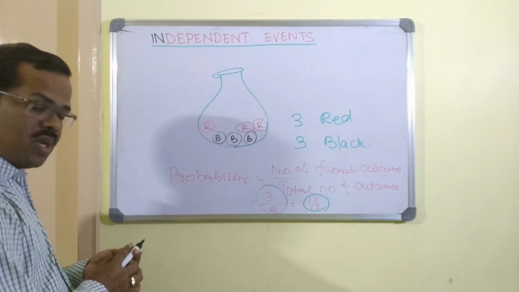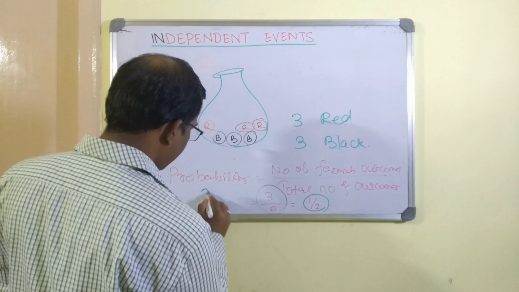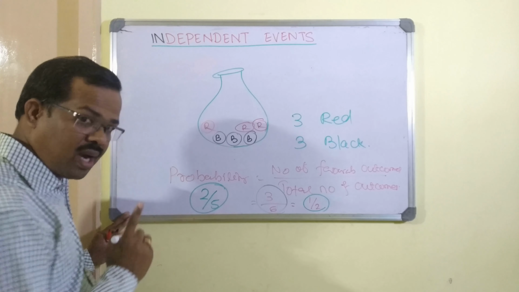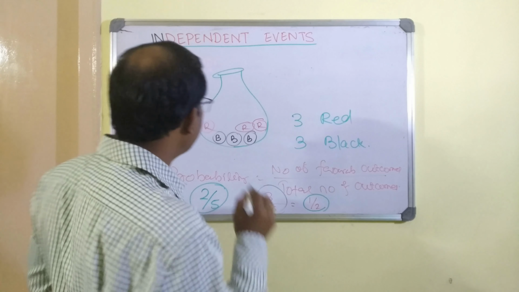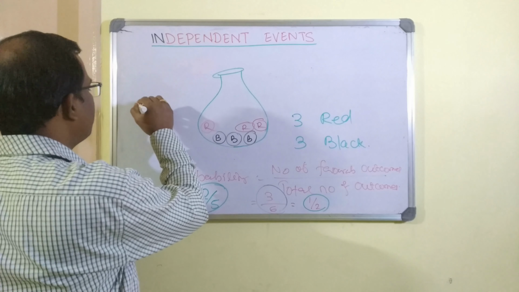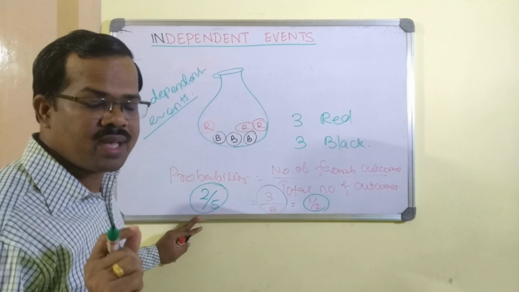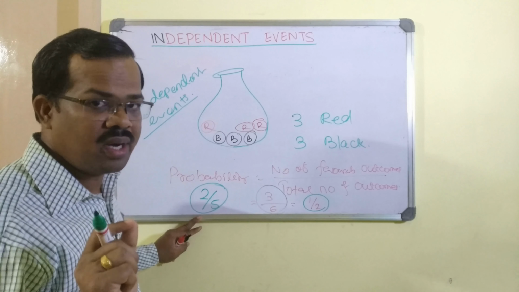Remember, in the previous instance it became 2 by 5, and that became our dependent event, but in this case it still remains 3 by 6 and these 2 events became independent events. Hope this clarifies the difference between dependent events and independent events.